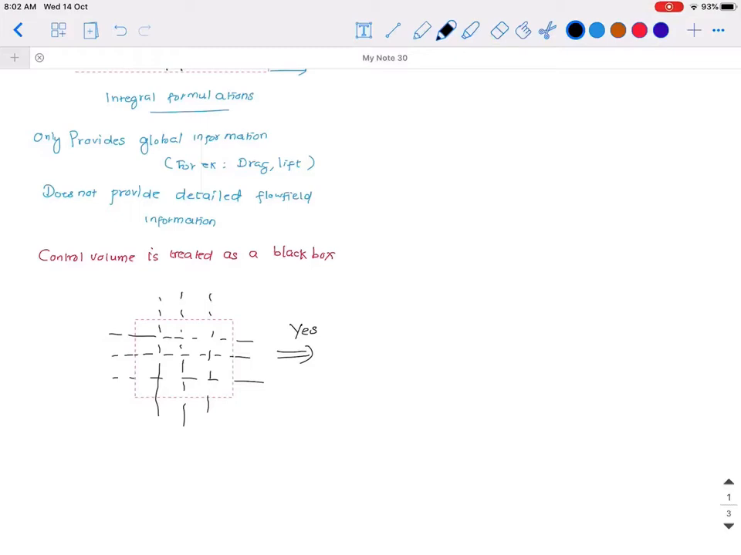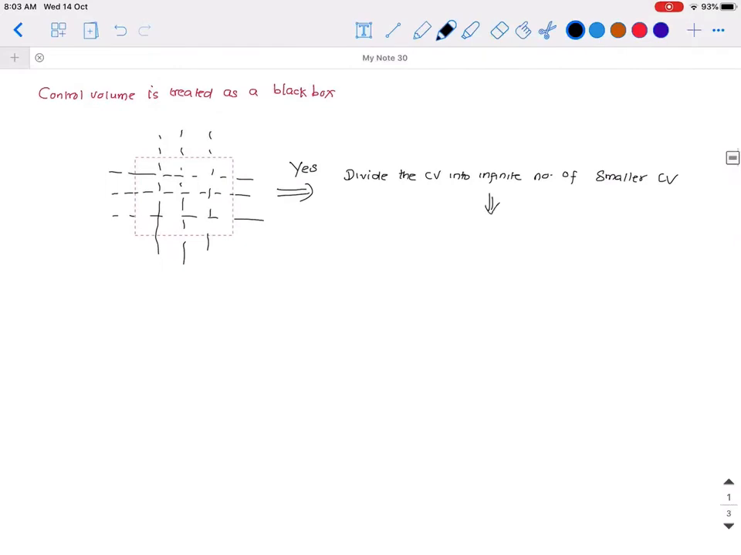If you divide the control volume into an infinite number of smaller ones, what happens is that the control volume shrinks to a point, and this will give you the differential form of governing equations.